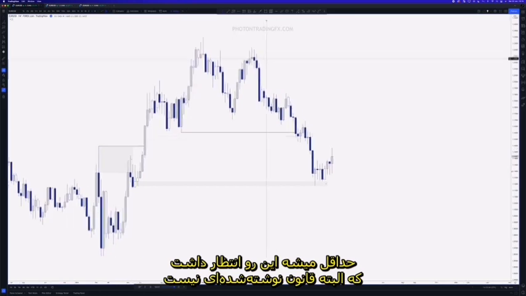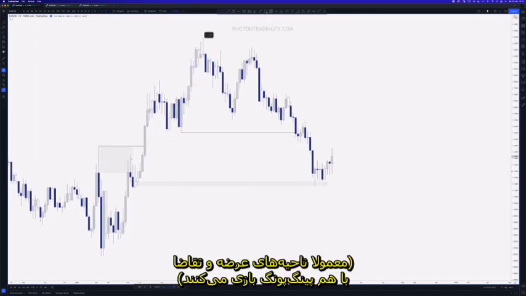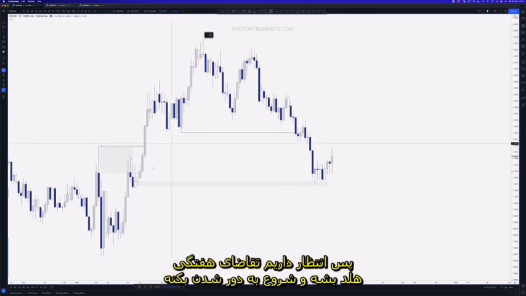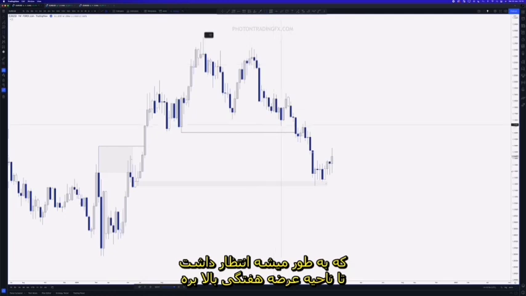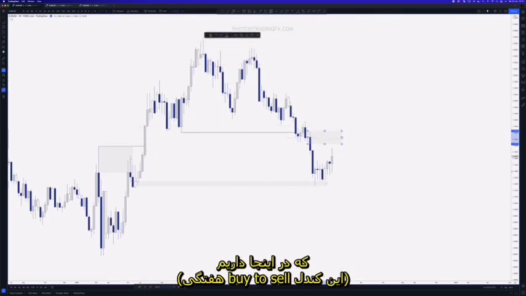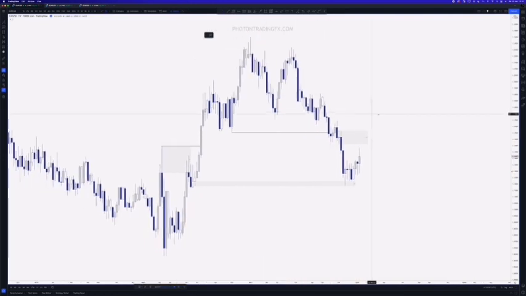It's not a hard and fast rule, but generally supply and demand zones are going to ping pong between each other. So if we hit a weekly demand and it holds and it starts to move away, generally you can expect that it's going to at least reach the next sort of weekly supply zone, which is what we have here, right? This weekly buy to sell candle, okay?